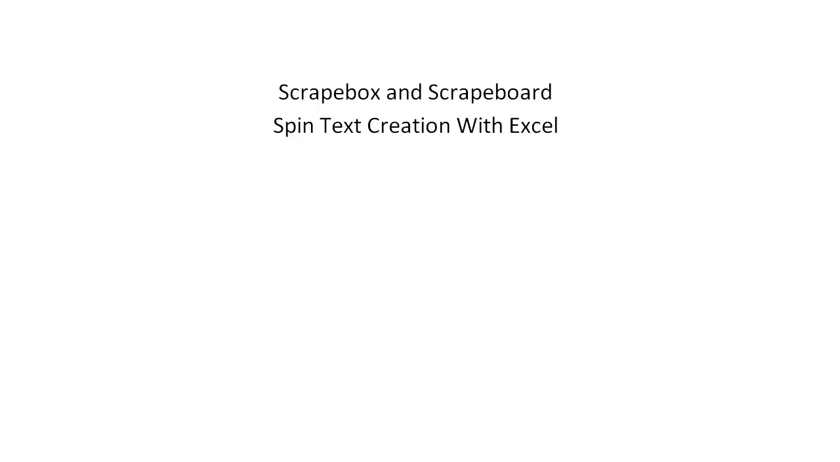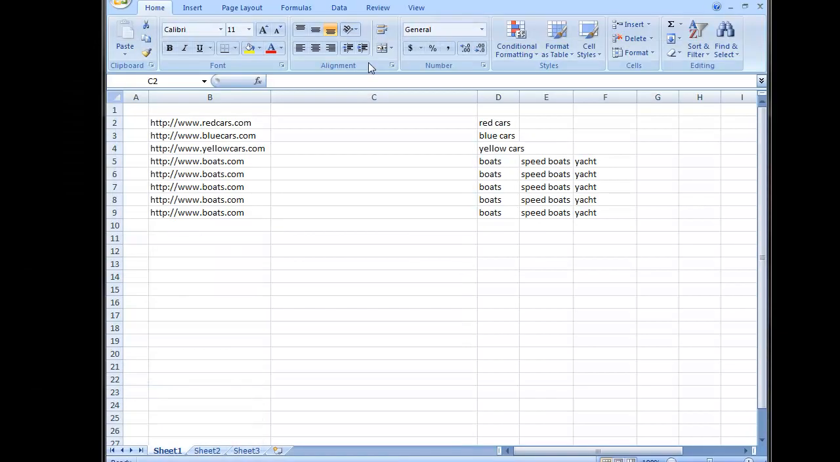Hey, Matt here. So let's talk about how you can use Excel to easily create spin text that can be used with Scrapebox and Scrapeboard. So in Excel, if you were to put your list of URLs over here, and then your list of keywords over here, you can have Excel join together and add spin text brackets and separators and the whole nine yards to make it simple and easy.